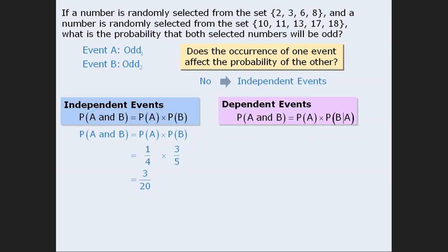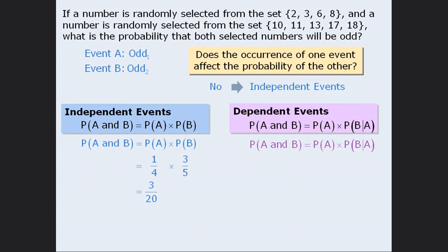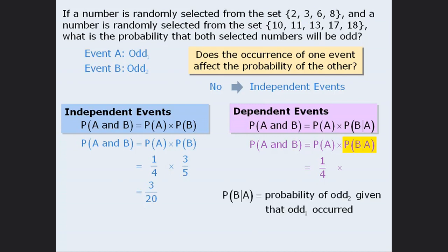Now let's see how the formula for dependent events works on this question, even though the two events involved are independent. Here we'll begin with the probability of event A. Since one of the 4 numbers in the first set is odd, the probability of event A is 1/4. Now we need to find the probability of event B given that event A has occurred. In other words, we want to find the probability that the number selected from the second set is odd given that the number selected from the first set is odd.